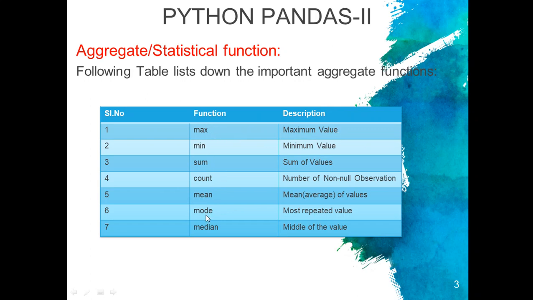As the name suggests, max is used to find the maximum value, min to find the minimum value from the set of values, sum will give the total of the values, count will count the number of non-null values. If there is any NaN value, that will not be counted with the help of the count function. Mean will find the average value of the data set. Mode will be the most repeated value in a data set, and median is the middle value of the data frame.